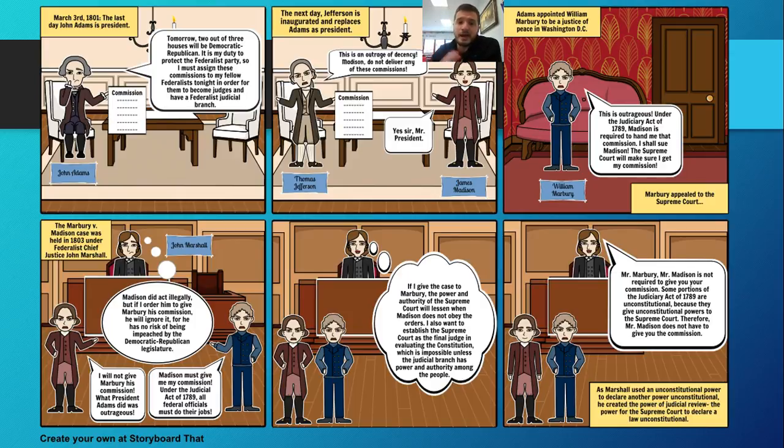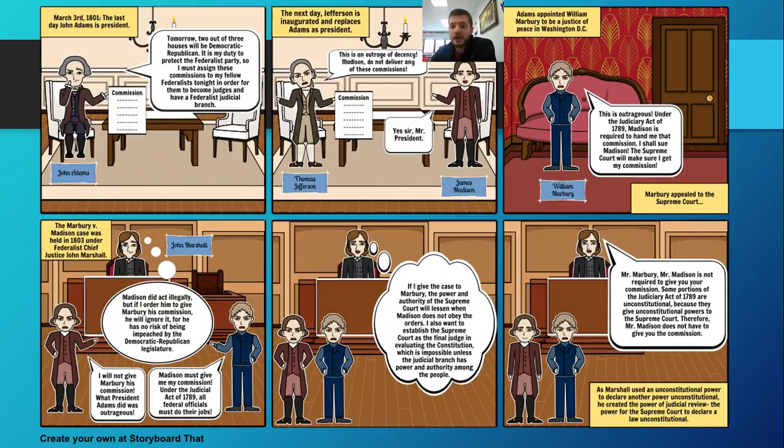He says he doesn't have to give it to you because the law that gave me power is unconstitutional. So basically, at this point, he is giving himself more power. He's giving the Supreme Court more power. Had he not ever declared any law or action unconstitutional, the Supreme Court might never have done that, and they would have been the weakest branch. But that's what he's doing.